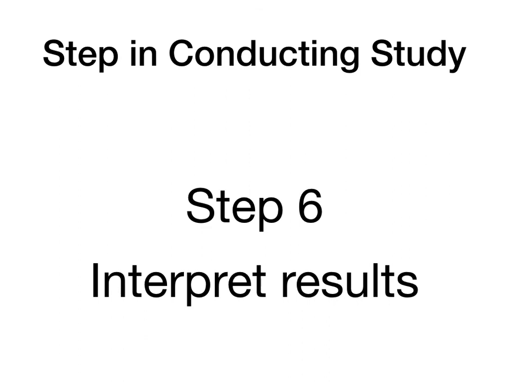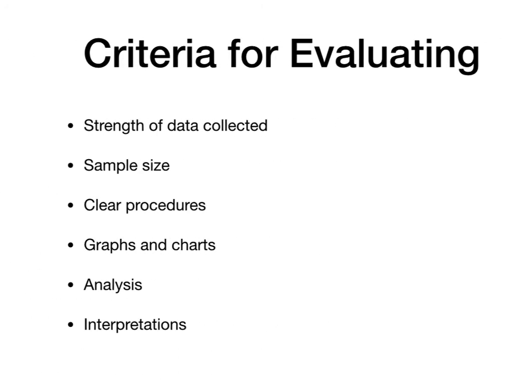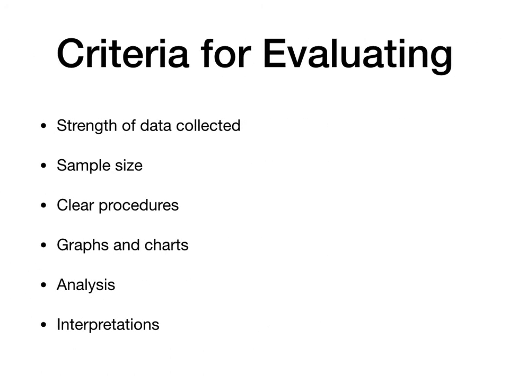The final step requires the researcher to interpret the results. The researcher must consider the impact of intervening variables, interpret the regression weights, and develop a prediction, ensuring that the data supports the research questions. The researcher must evaluate the study for strength of data collected, clear analysis, and interpretation. Important factors to consider include sample size, good presentation of graphs and charts, clear procedures, and interpretation.